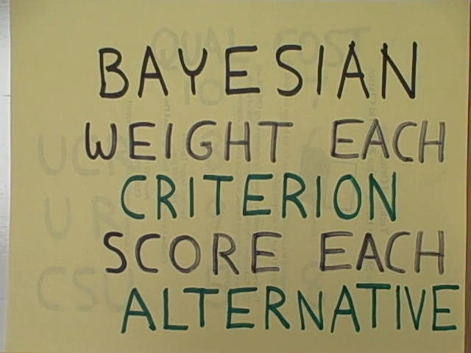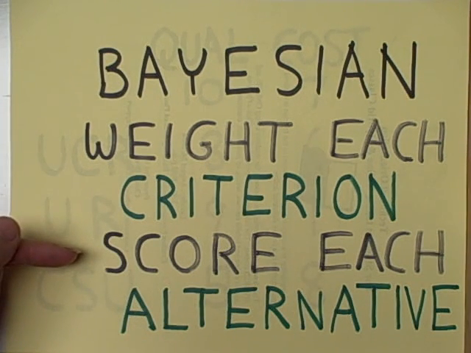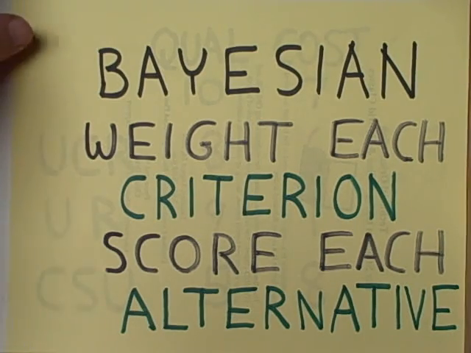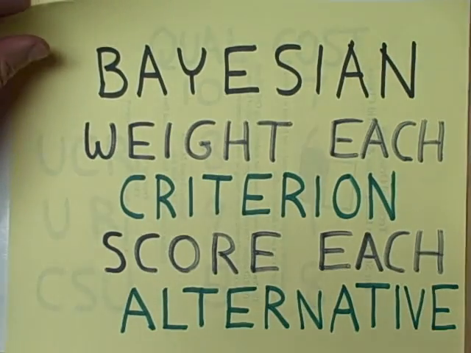In this approach, we have to weight the importance of each individual criterion and then go through and score each alternative in terms of how well it does on that particular criterion. Let's take a look at an example.